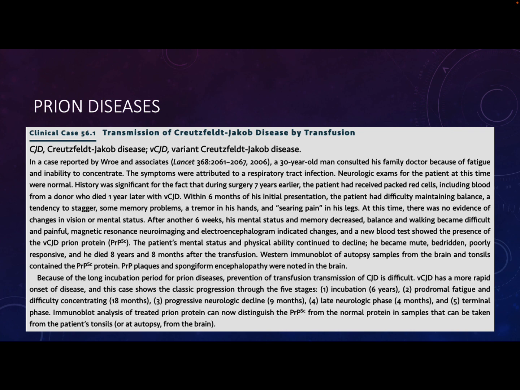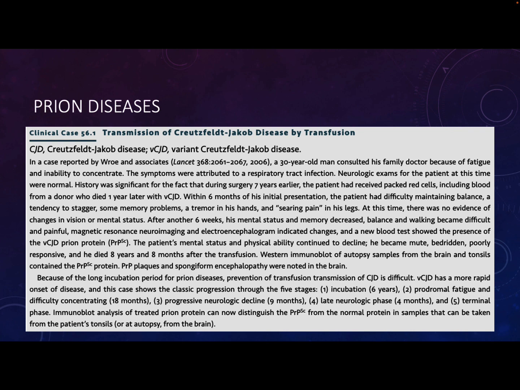Within 6 months of his initial presentation, he had difficulty maintaining balance, a tendency to stagger, memory problems, a tremor in his hand, and pain in his legs. At this time, there was no evidence of changes in vision or mental status. After another 6 weeks, his mental status and memory decreased, balance and walking became difficult and painful. Imaging and EEG indicated changes in the brain. New blood tests showed the presence of the variant protein.